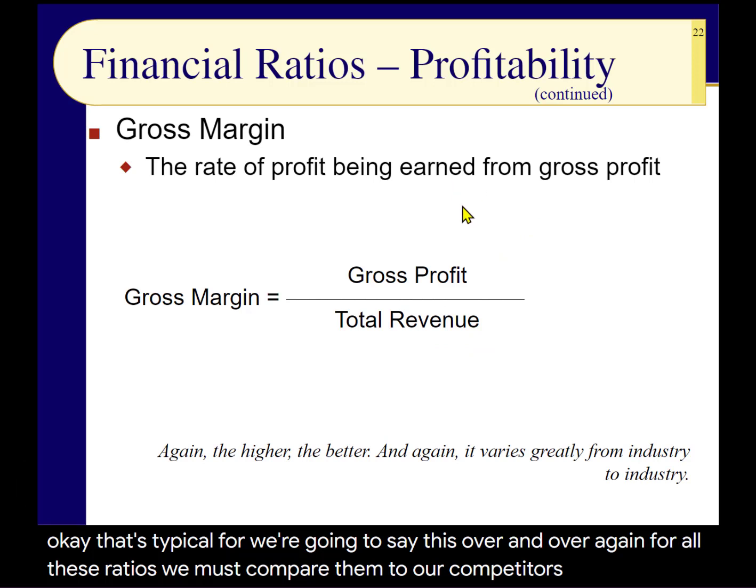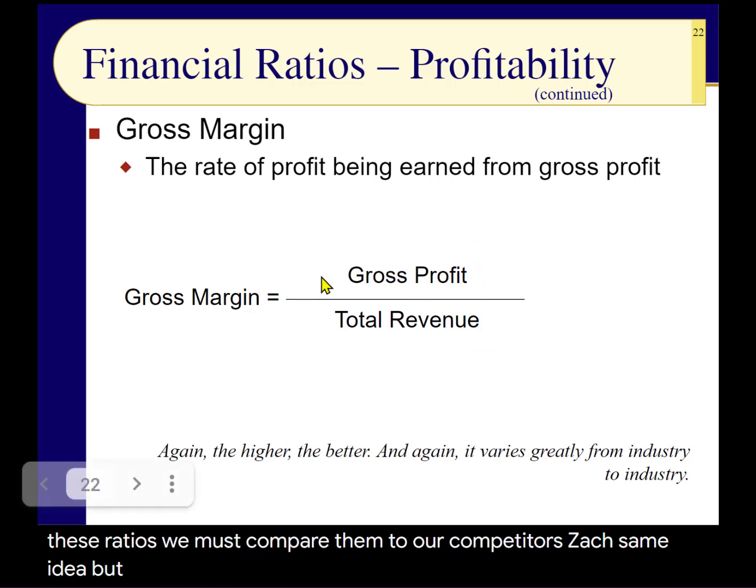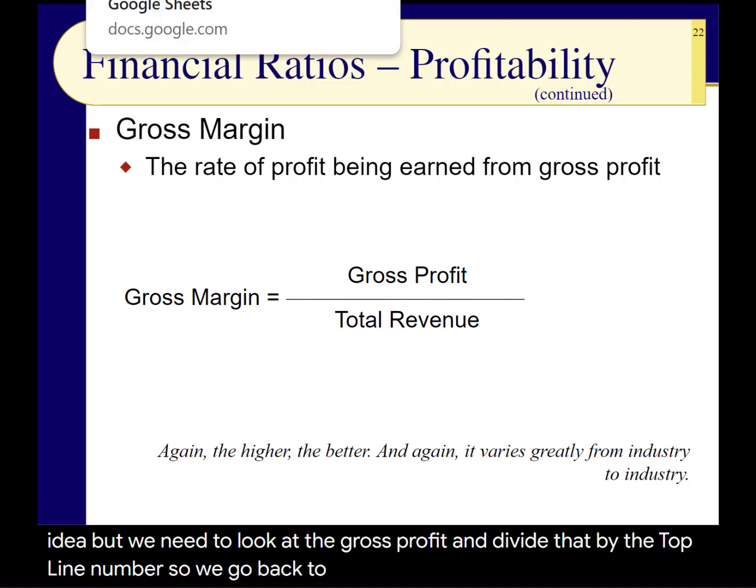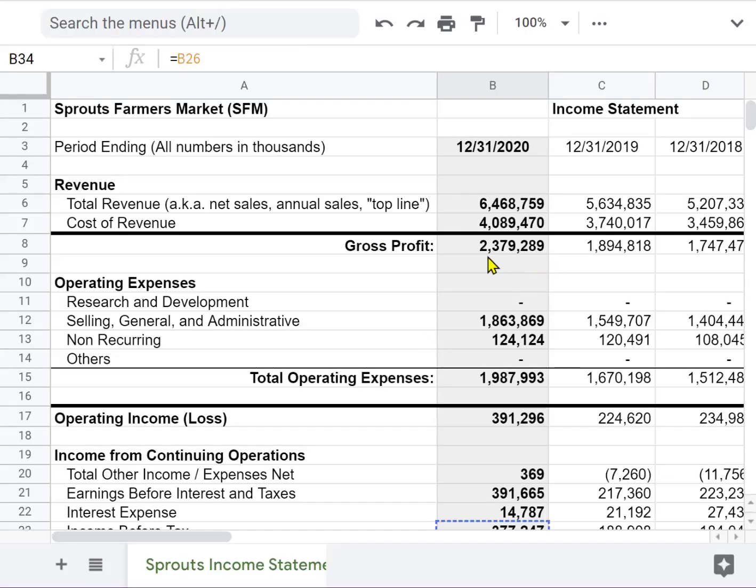The gross margin is the exact same idea, but we need to look at the gross profit and divide that by the top line number. So we go back to our income statement, and there's the gross profit of 2,379,289, realizing that there are three more zeros after this, by the way. We divide 2,379,289 by the top line number of 6,468,759, and I get 36.78%.